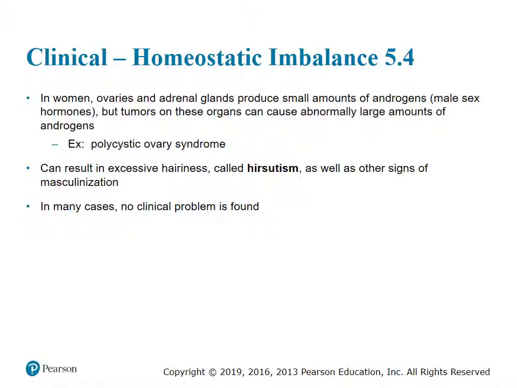So this can happen. We can have an issue where women express or secrete too much androgen, or male sex hormone, testosterone specifically. There's a great example of this. We call this polycystic ovarian syndrome, right?